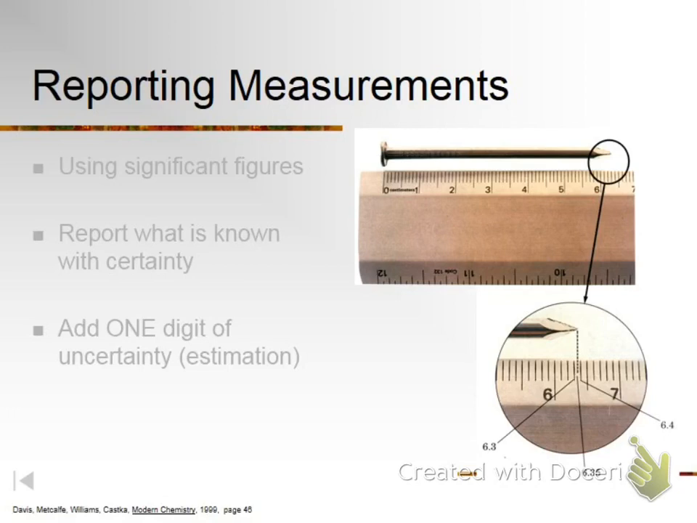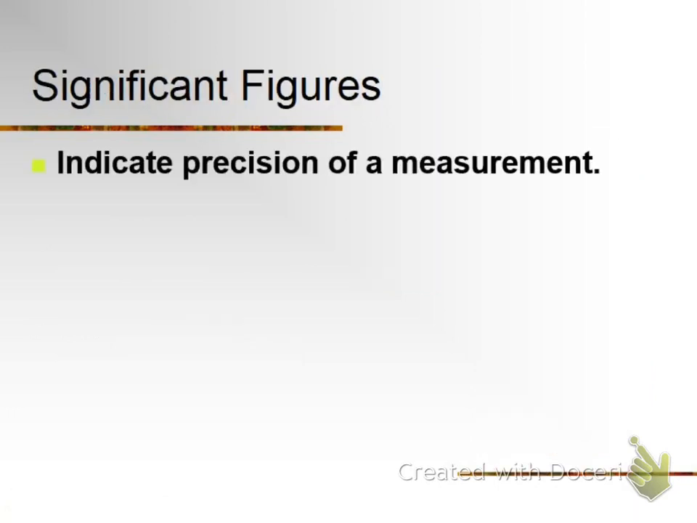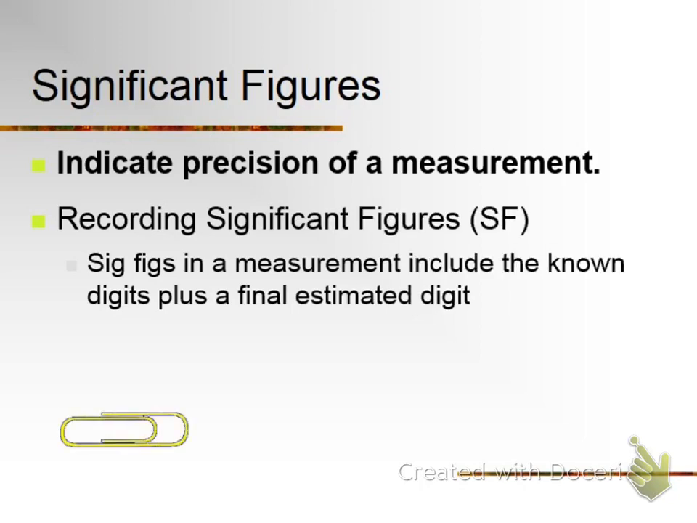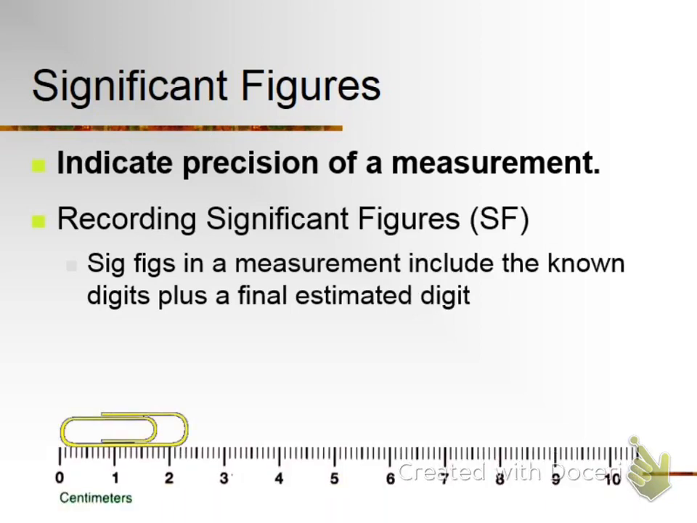We would not write down 6.353. We can't estimate that much. You only do 1 digit extra of estimation. Okay? So we indicate the precision of the measurement. So if I were to measure this, what would you call that? So if you do the line, it's like 2.35, okay? So you kind of have to draw the line there.